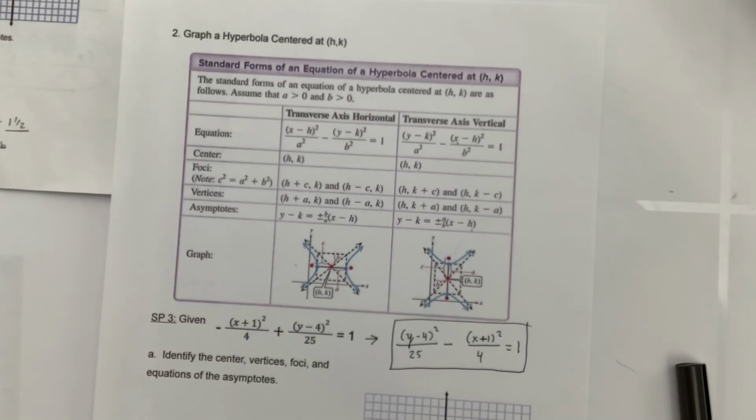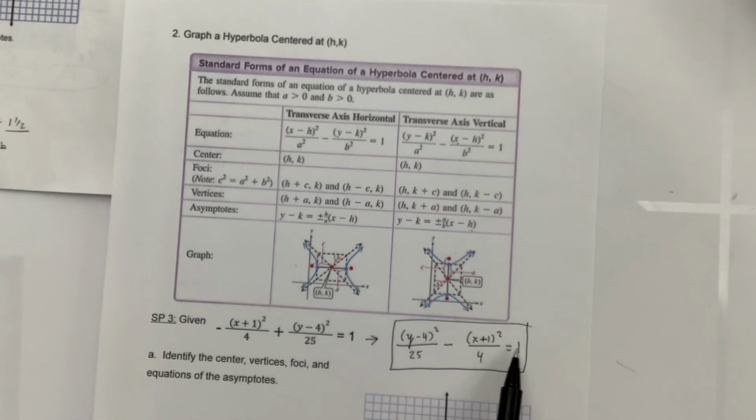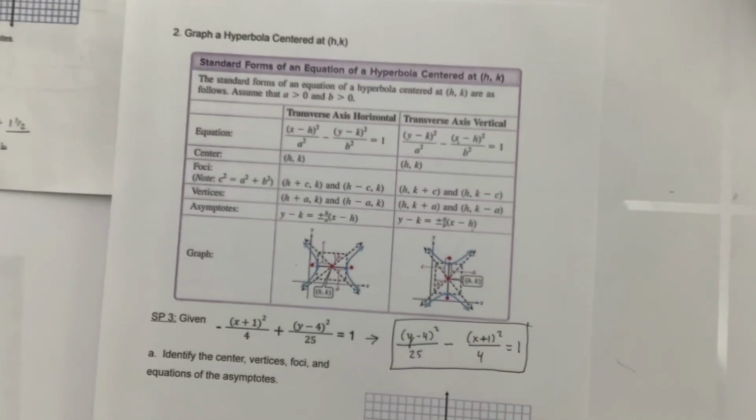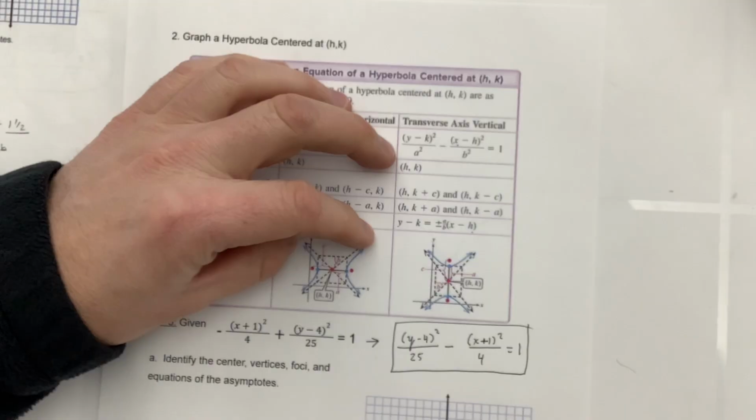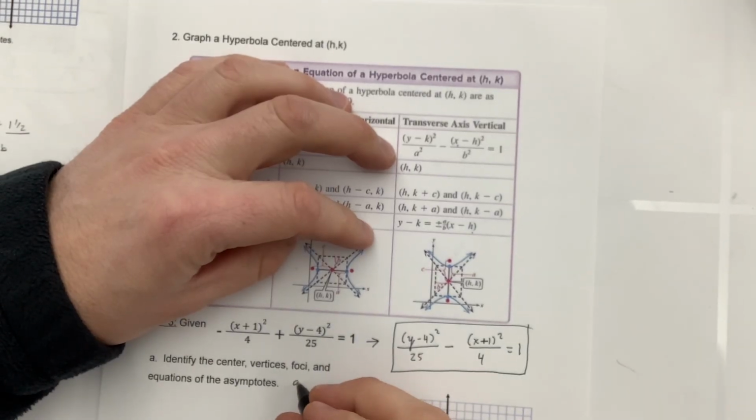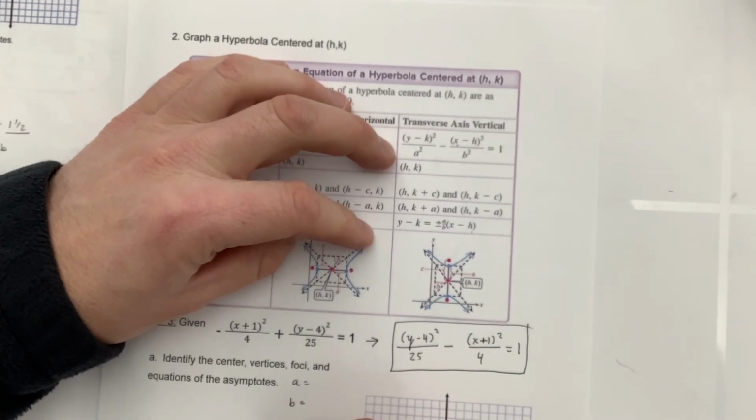So now we're looking at the equation of a hyperbola centered at (h, k). Negative out in front, we'll switch that around to put the negative in between. We still have our x plus 1 and y minus 4. There we go. I see what you're saying now. Let's start calling some of these out.